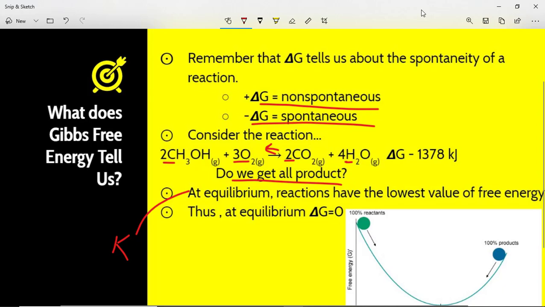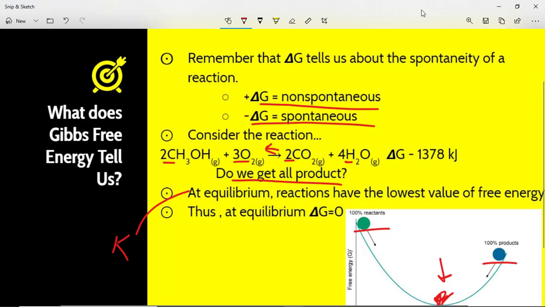So at equilibrium, we do want to keep in mind that reactions have the lowest value of free energy. So in this particular instance, equilibrium is going to occur right here. We have the lowest amount of energy. If we have 100% reactants, we don't have the lowest amount of energy because there is still the capability to produce some products, and same thing with 100% of products. Now, again, where this point lies is going to depend on what the equilibrium value is, whether it's greater than 1, whether it's less than 1, etc.